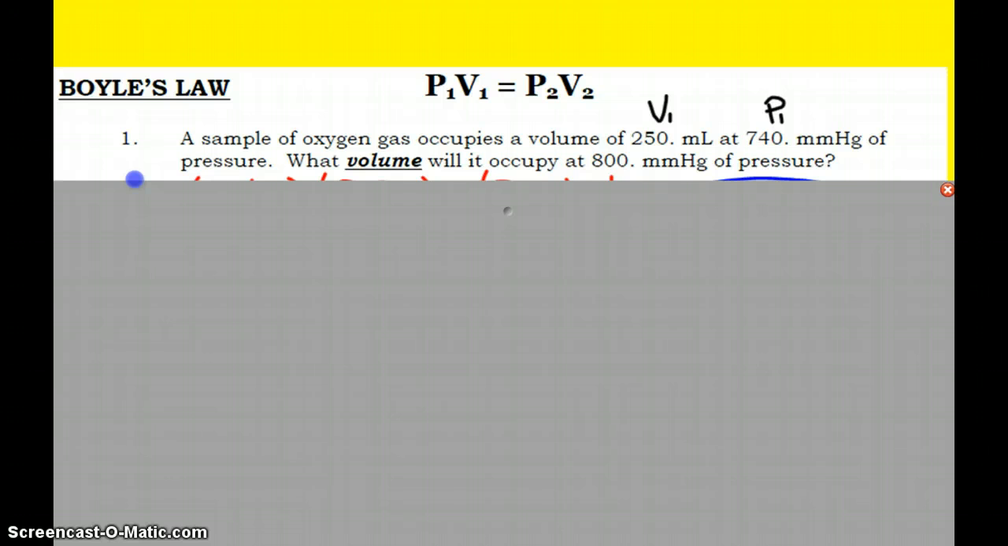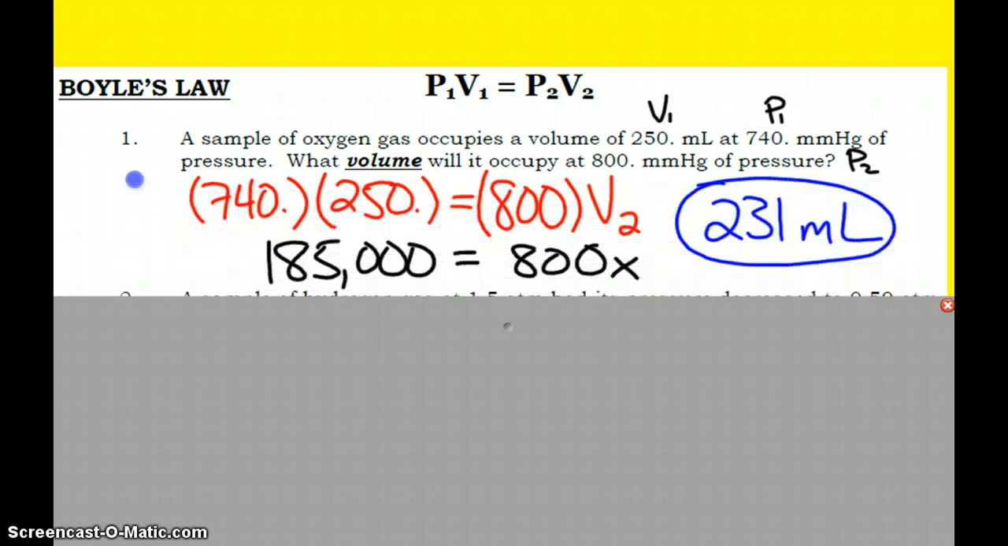That means we're solving for V2, and then 800 millimeters of pressure, that's my P2. That's my changed conditions. And so when I plug and chug, plug the numbers in the right spot, P1 V1 equals P2 V2, multiply both sides. I'd have to divide by the 800 to solve for X, and watching my sig figs, there's three numbers in each measurement, it's 231 milliliters.